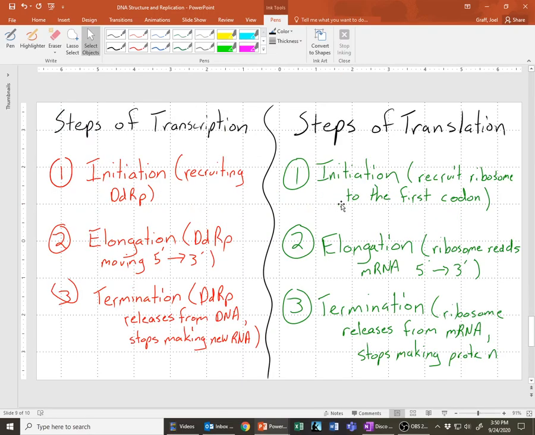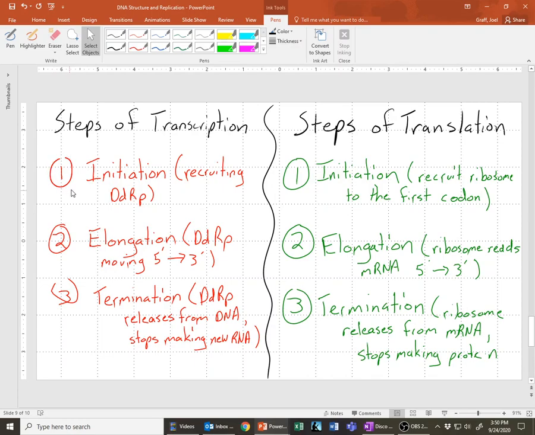So I just want to compare the steps of transcription to the steps of translation. If you remember back to metabolism, we broke things down into groups of reactions so that it was easier to remember. Like cellular respiration, we had glycolysis, pyruvate metabolism, the citric acid cycle, the electron transport chain, and then the ATP generation. Here, we're going to have 3 steps for transcription.